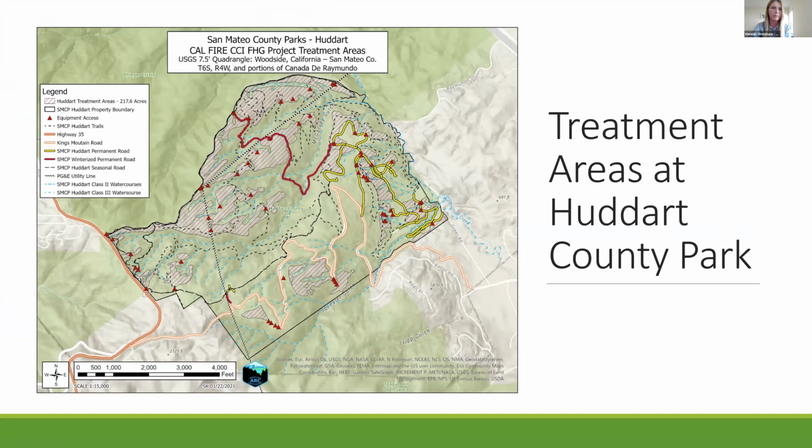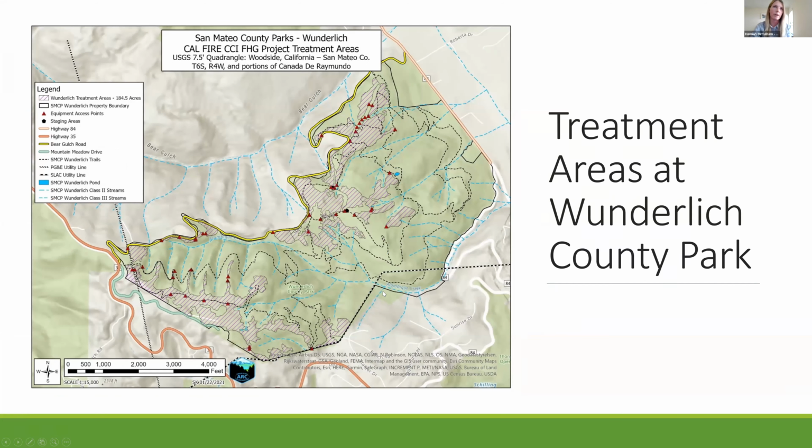So some maps to give you an idea of the work areas. This is the treatment areas for Huddart. What you see with the reddish purple hatched areas are where work is planned, and the trails or roads that intersect through these work areas as well. And this is the map for Wunderlich. Again, the purple or yellow hatched areas represent the planned work areas within Wunderlich.